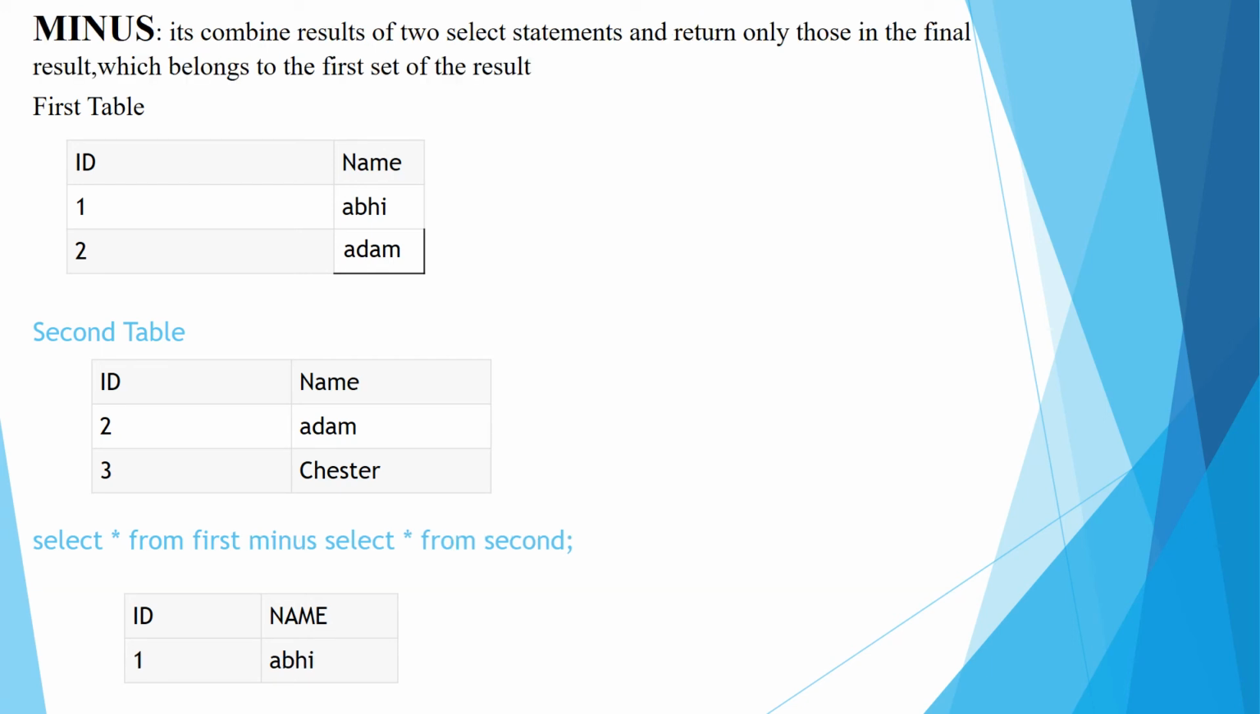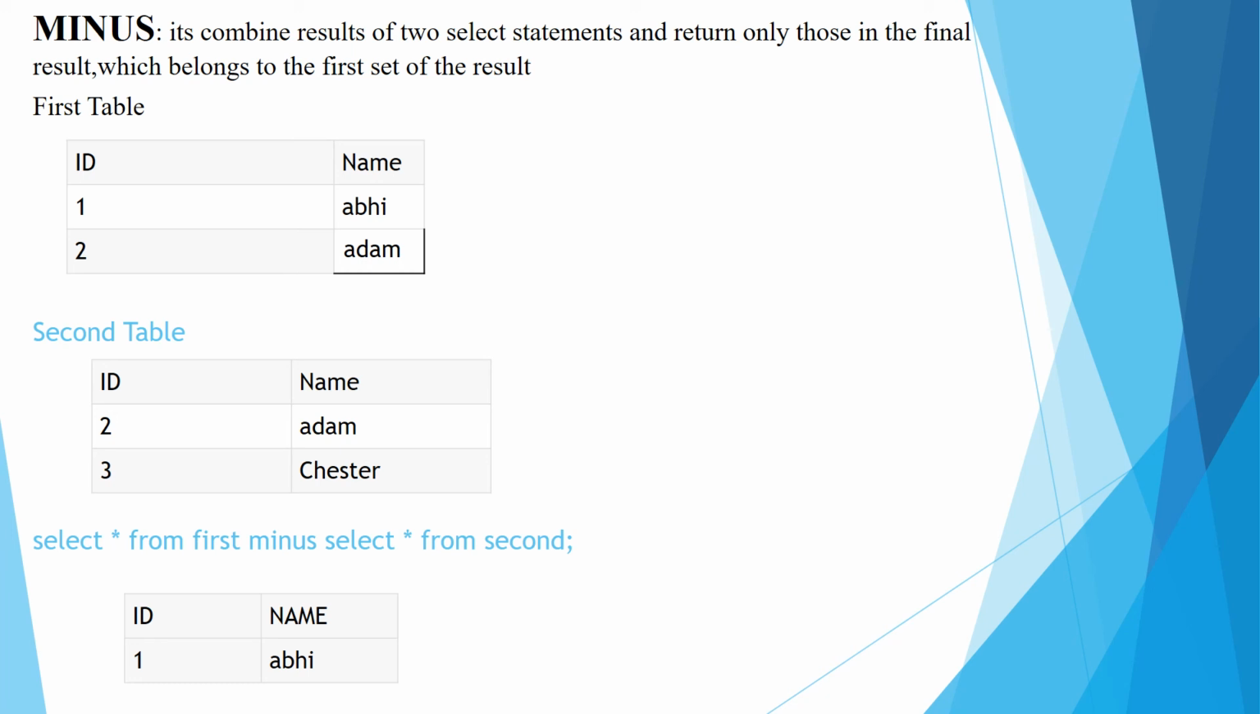The next one is minus. Minus combines the results of two select statements and returns in the final result only those rows which belong to the first set of the result. In the minus operation, first we describe the two tables, the tuples and the attributes. A minus B means the common tuples will be discarded, and the remaining tuples from the first set will be available. What is the first set? In A minus B, the first set is A. Apart from the replicated value, the remaining things will be displayed in the resultant table. So this is the operation for minus.